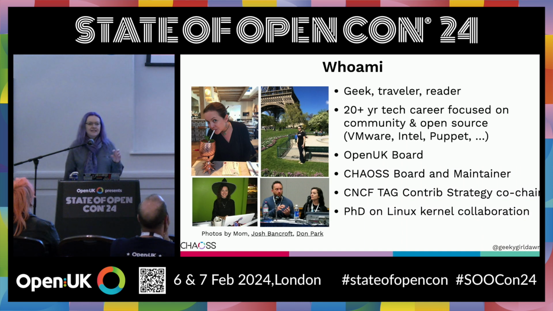I'll start by telling you just a teeny bit about me. I've been in the technology industry for well over 20 years, working mostly on open source projects from within companies like Puppet, Intel, VMware. I'm currently working on data science for the Chaos project, where I'm also a governing board member and maintainer. I'm a board member of OpenUK. I'm co-chair of the CNCF Contributor Strategy Technical Advisory Group, and I also have a PhD where I researched how people collaborate within the Linux kernel. And I also spend a lot of time thinking about open source project sustainability and viability.